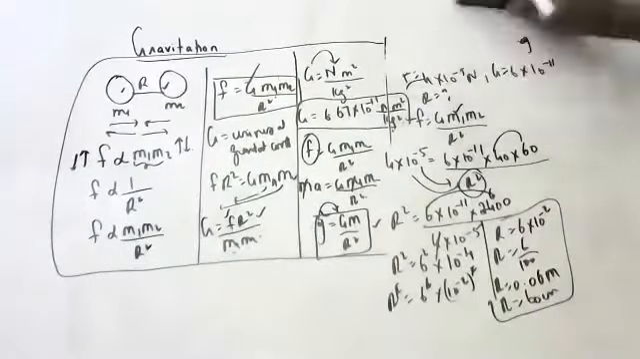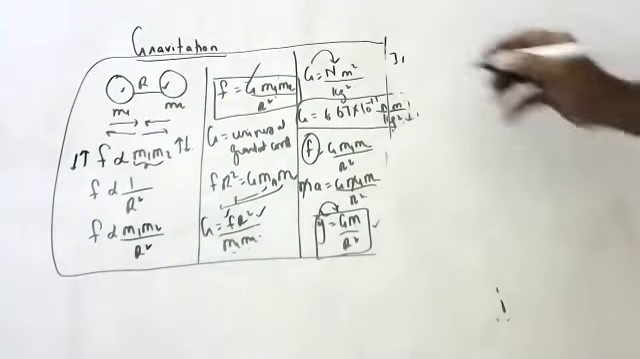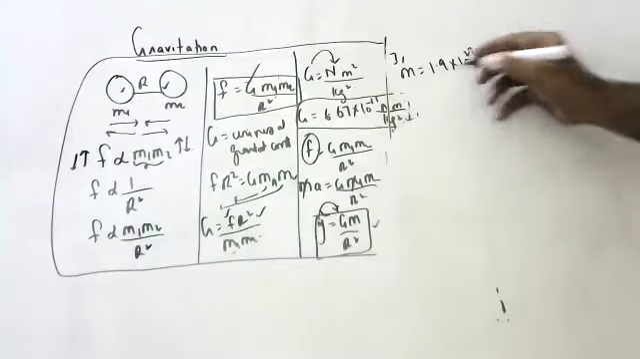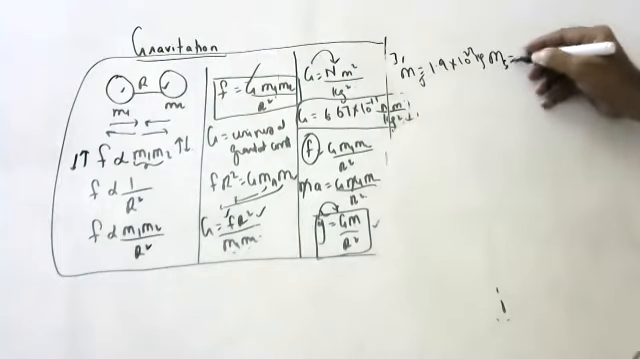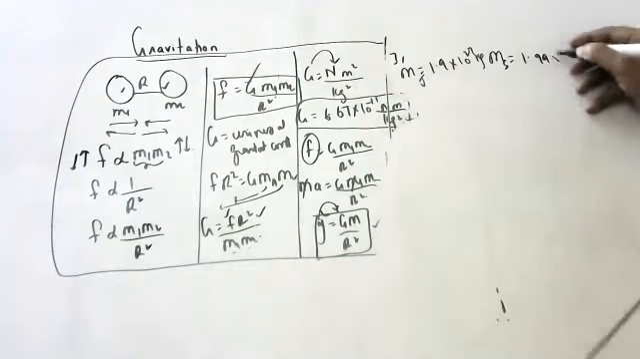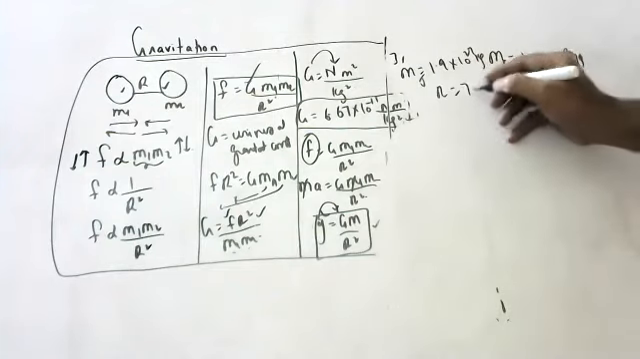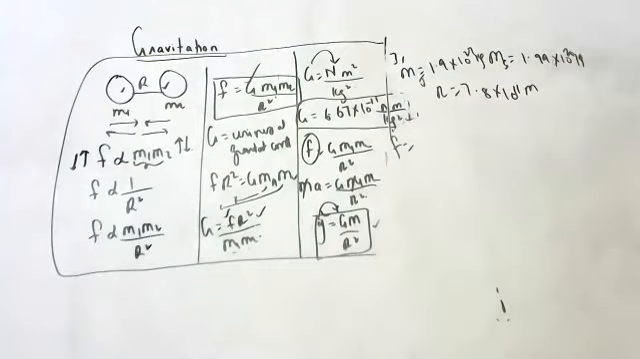Next question. The mass of the planet Jupiter is 1.9 into 10 to the power of 27 kg. This is Jupiter mass. And the mass of the Sun is 1.99 into 10 to the power of 30 kg. And the distance between Jupiter and Sun is 7.8 into 10 to the power of 11. Find the force of attraction or repulsion between Jupiter and Sun.